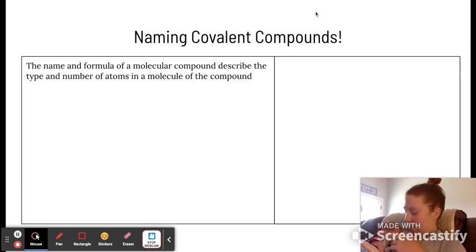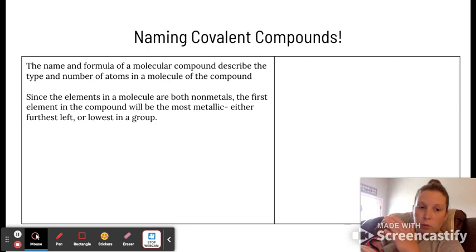So let's talk about naming covalent compounds first. The name and formula of a molecular compound describe the type and number of atoms in that molecule of the compound. So we have to be a little more specific on these, but these tend to be much easier to name than ionic compounds. There's a lot less rules.